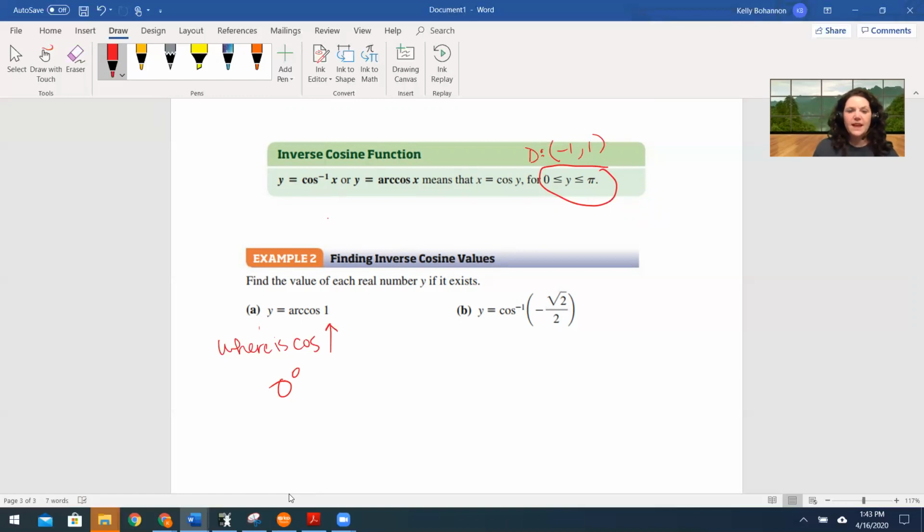And then on this one, I can ask myself, where is cosine -√2 over 2? Well, √2 over 2, those are always the 45-degree angles or the pi over 4s. But I need it where my x value is negative. And at pi over 4 in quadrant 1, right here, it's positive. So I need the one that's over here. If this is pi over 4, this would be 4 pi over 4. That means this right here has to be 3 pi over 4. So that is my answer.